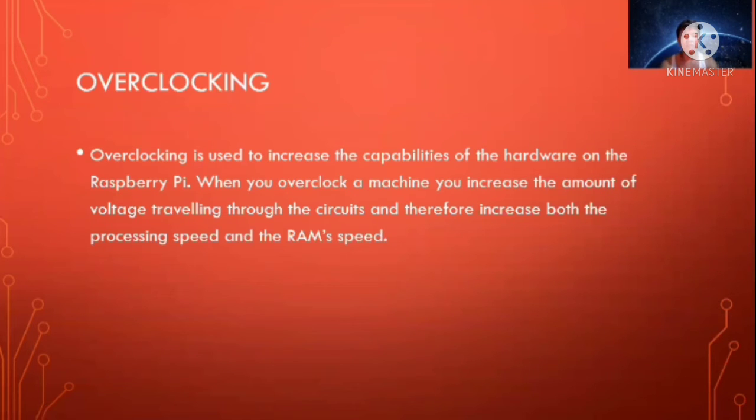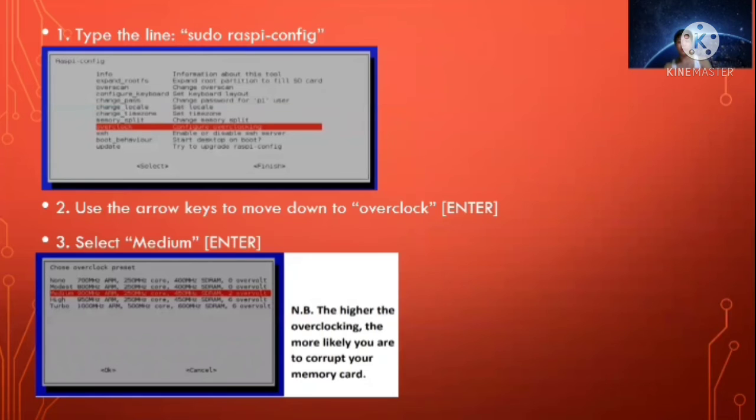Overclocking is used to increase the capability of the hardware on the Raspberry Pi. When you overclock a machine, you can increase the amount of voltage traveling through the circuit and therefore increase both the processing speed and the RAM speed. So type the line sudo raspi-config. Then second, use the arrow key to move down to overclock and enter. Then select medium, then enter. The higher the overclocking, the more likely you are to corrupt your memory card.